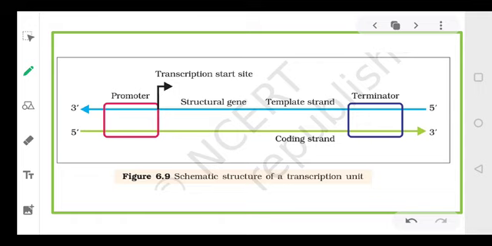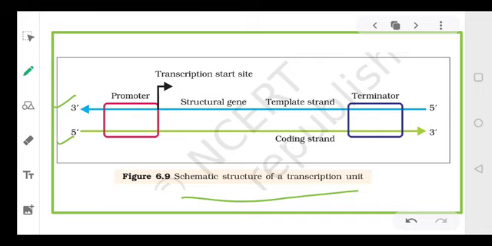Now I have shown you the location. This is a schematic structure of a transcription unit. Just look at it. First of all, we have two strands, isn't it? One I have shown in blue, another in green. This is a diagram that I have taken from your NCERT itself. In fact, the whole content is from NCERT. The only difference is that it is placed separately.